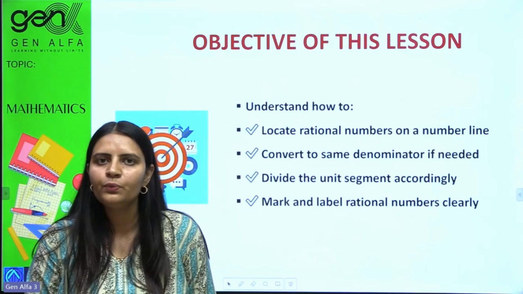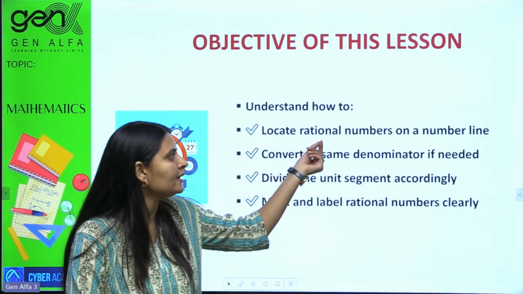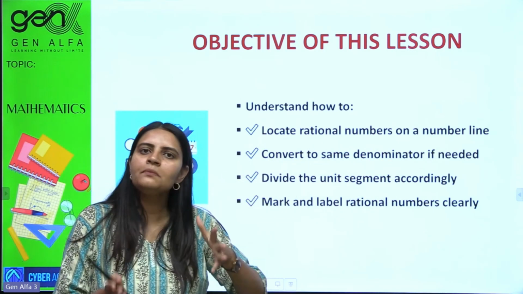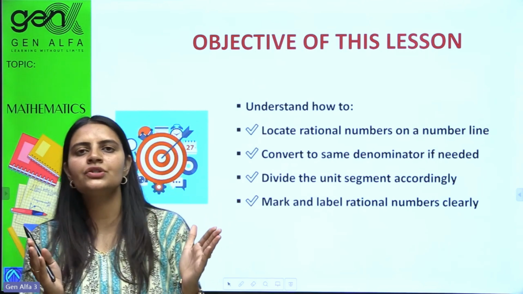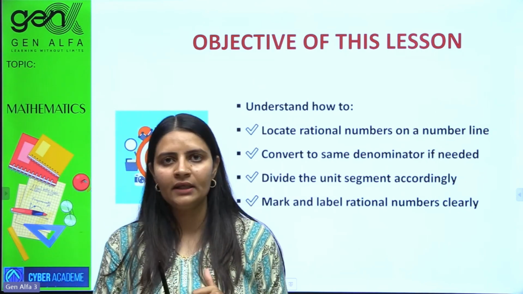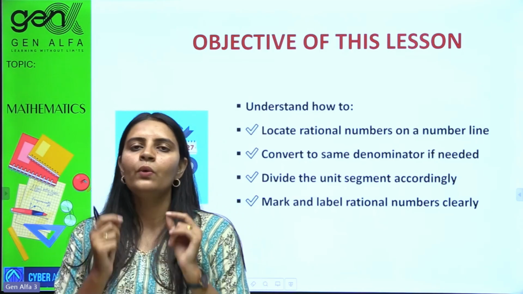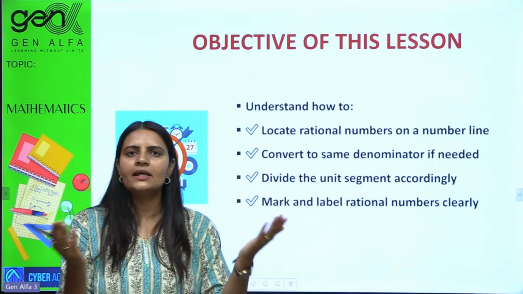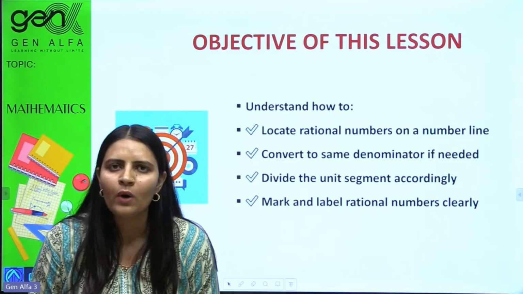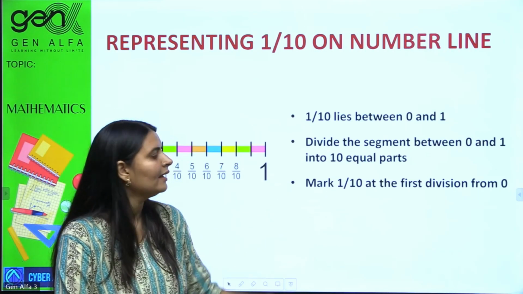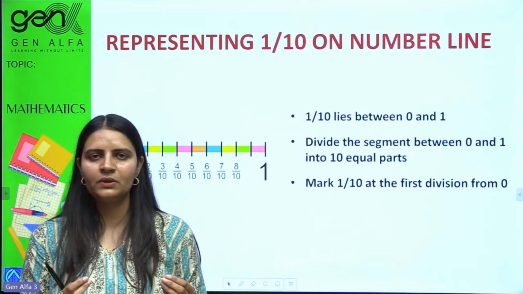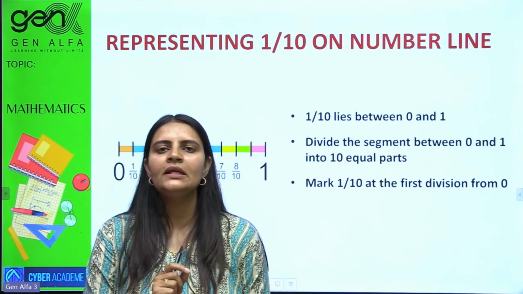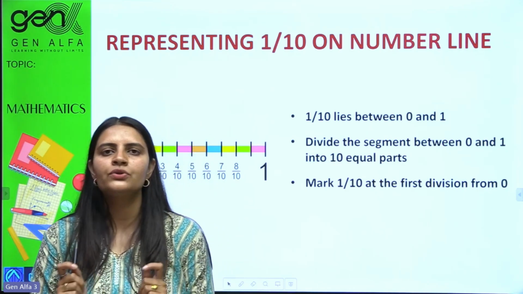So today's lecture, what we are going to do is locate rational numbers on a number line, and we will convert to the same denominators if the rational numbers have different denominators. So our first step will be to make the denominators equal, and then we will divide the unit segment accordingly. Let's understand it stepwise. I insist, my dear students, take out your notebooks, a pencil, a clean page. Please draw a number line from 0 to 1.